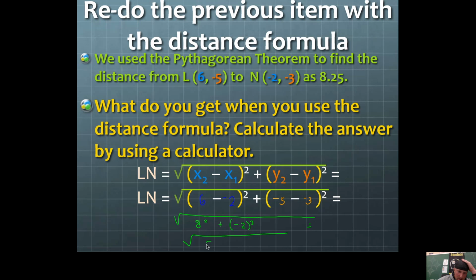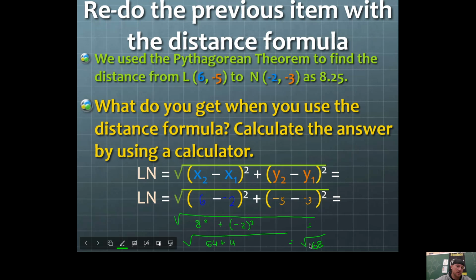I know that 8 squared is 64. I also know that -2 squared, that's -2 times -2, gives me +4. 64 plus 4 is 68. So my answer is the square root of 68.